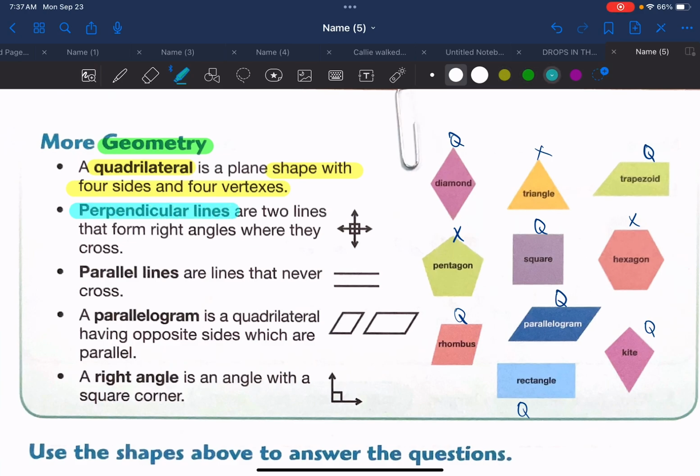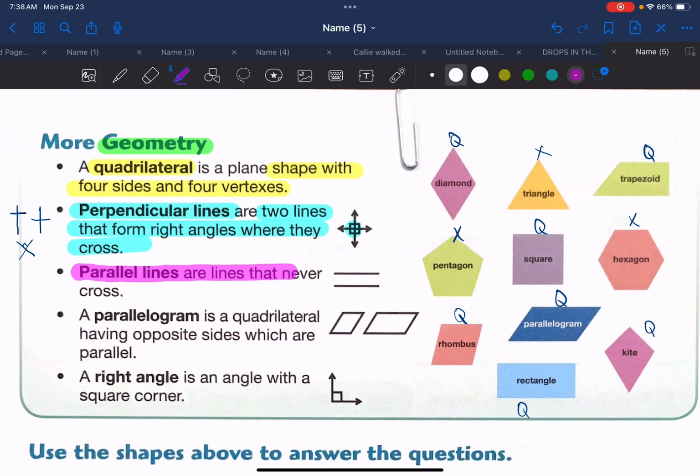Then the next thing I would like you to write is perpendicular lines. 2 lines that form right angles when they cross. So just like that, they put little squares in there because that's showing you right angles. So perpendicular lines have to look like a cross or like a plus sign. It can be an X as long as it's a perfect X where you have a square corner.